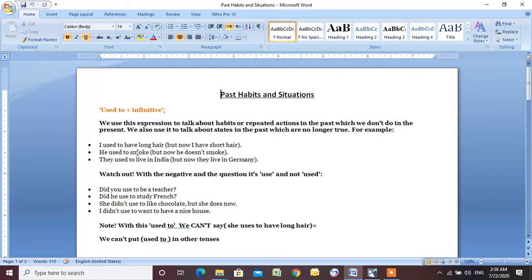He used to smoke, but now he doesn't smoke. So in the past, he used to smoke. This was a habit in the past, but it stopped in the present. They used to live in India, but now they live in Germany. So this expression, we use it to talk about habits or actions in the past, and these actions stopped, or they don't exist any longer in the present.